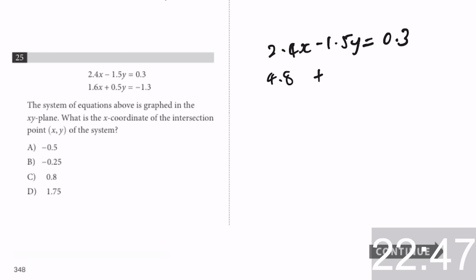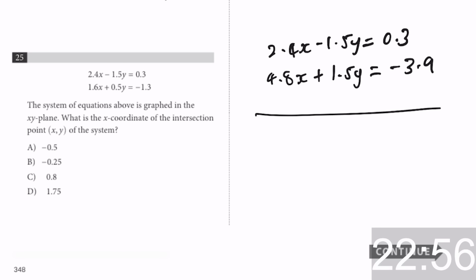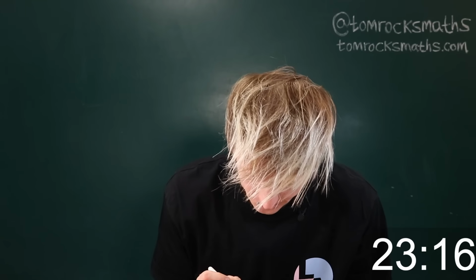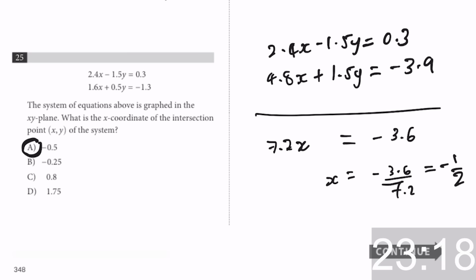4.8x plus 1.5y. I've multiplied by 3, so it's minus 3.9. So if I now add them, I get 7.2x. I get 0y, and that has to equal minus 3.6. So x is minus 3.6 over 7.2, which is minus a half. Okay, so x is minus a half. So that has to be A.